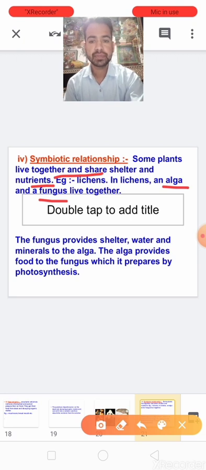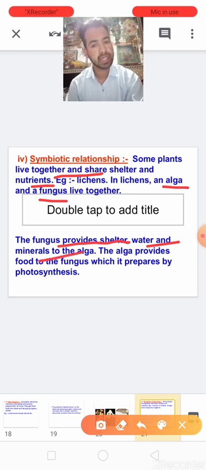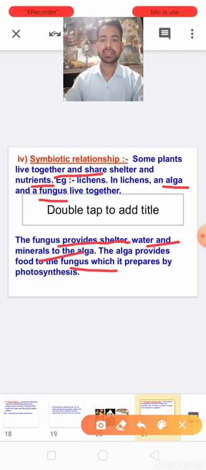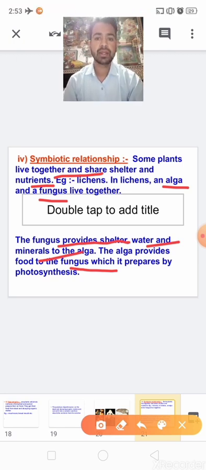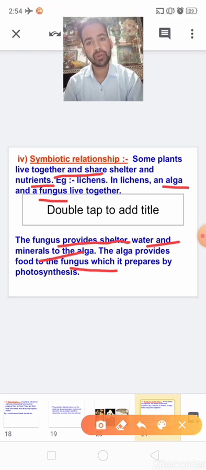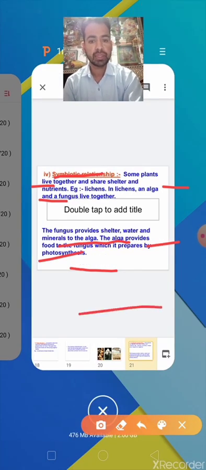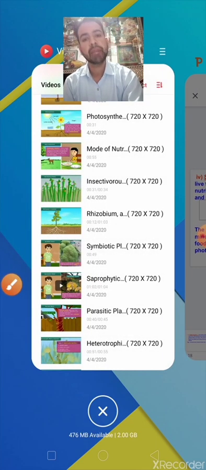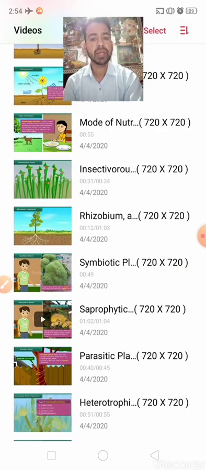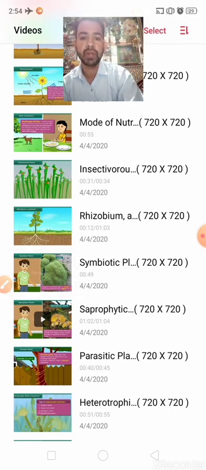Clear? The fungus provides shelter, water and minerals to the alga, and the alga provides food to the fungus. Means fungus provides shelter and the alga provides food to the fungus. Both provide benefit to each other. Clear about that? Any problem? Symbiotic means both provide benefit to each other. The two plants live together and both of them provide benefit to each other. Clear? Now watch the video about symbiotic plant.